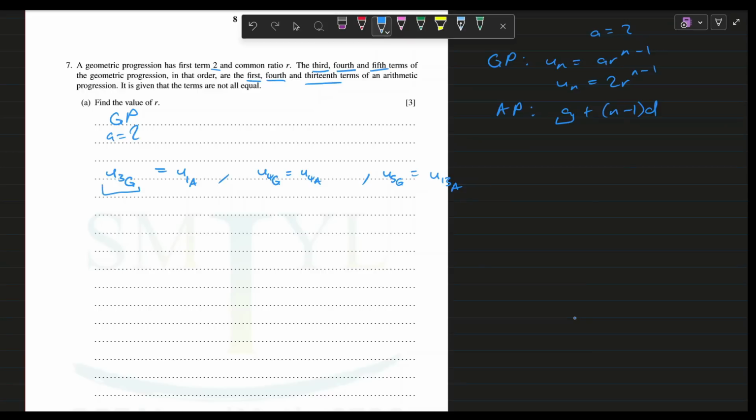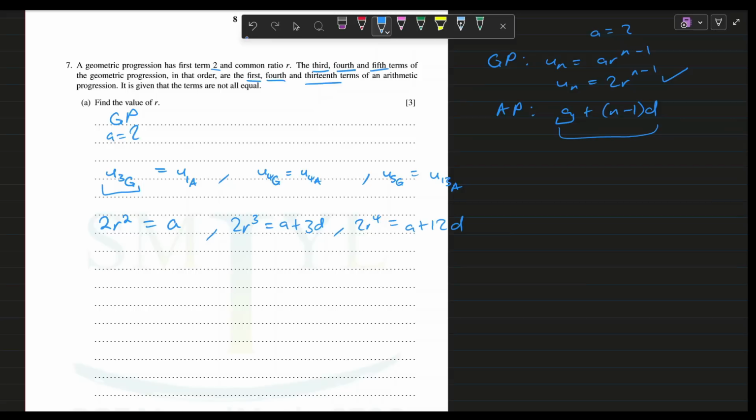So U3 of the GP, using the formula here for the nth term, can be written as 2r to the 3 minus 1, so 2r squared, and this must be equal to U1 of the AP. So it must be equal to the first term of the AP, which is just going to be equal to a. And then U4 of the GP, the fourth term, is going to be 2r to the 4 minus 1, so 2r cubed, is equal to a plus 3d, using this formula here for the AP. And then U5 of the GP, that's 2r to the 4, and this should be equal to a plus 12d.